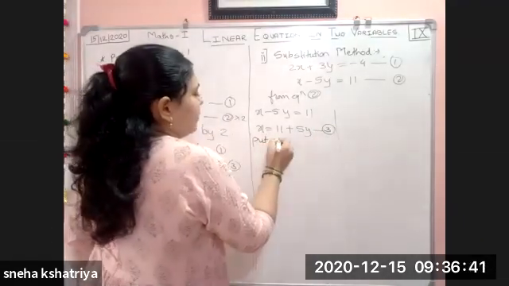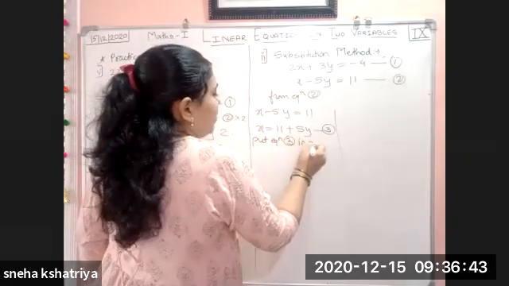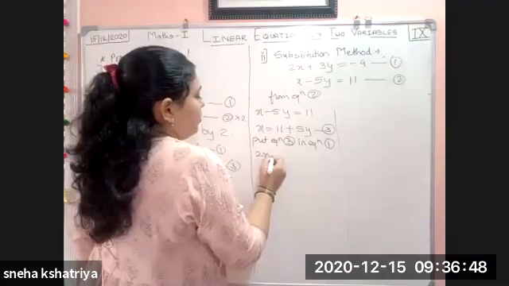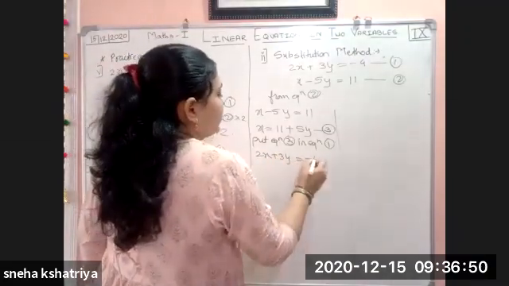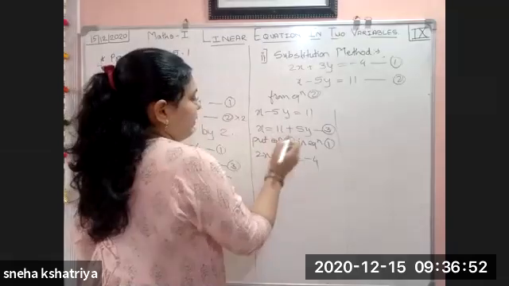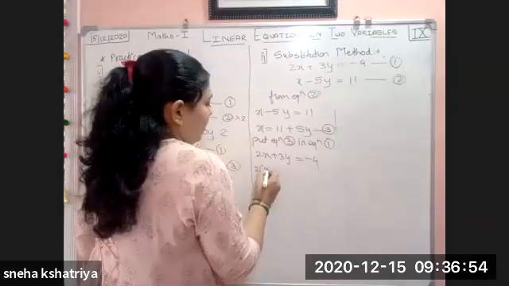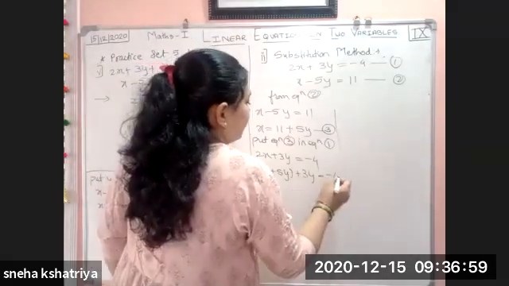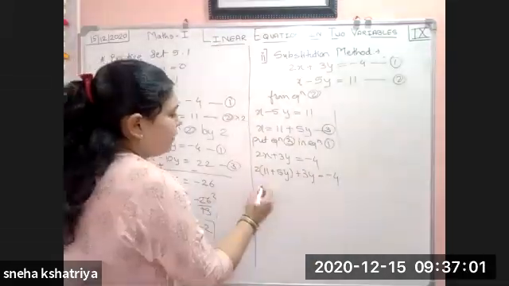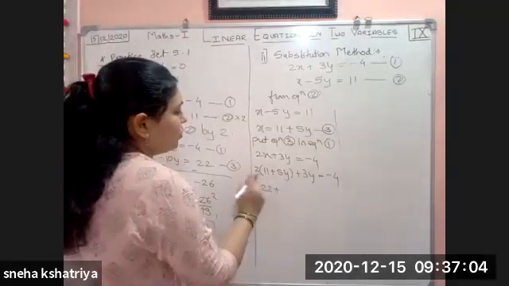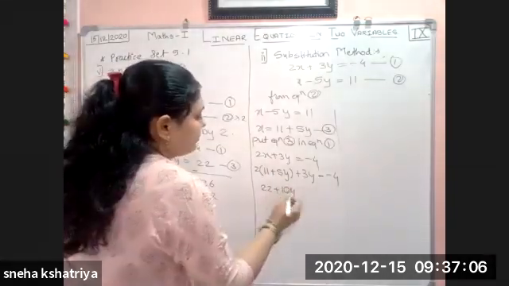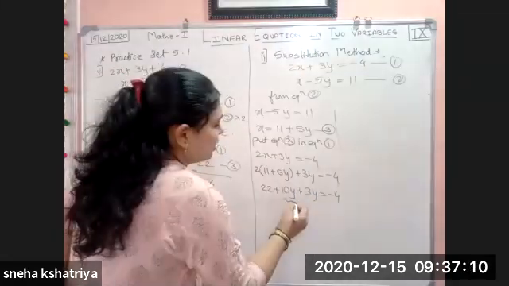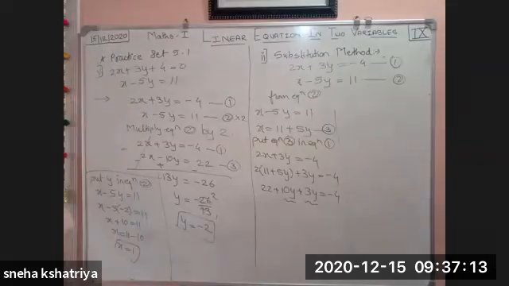Put equation 3 in equation 1. So what is equation 1? 2x plus 3y is equal to -4. Put the value of x: 2 into bracket 11 plus 5y plus 3y is equal to -4. 2 into 11 is 22, plus 2 into 5 is 10y, plus 3y as it is, which is equal to -4. See here, the y term is there; keep it as it is.